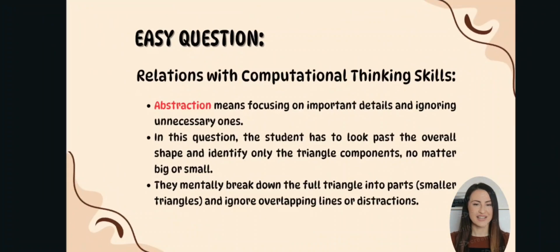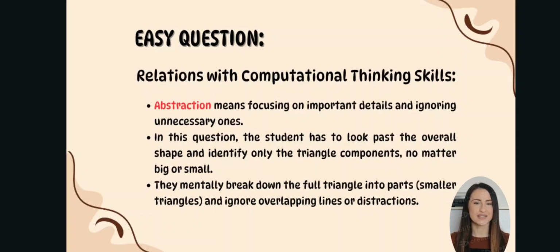In this question, there are some computational thinking skills involved. The main computational thinking skill that we can find is abstraction. It is because the student has to look past the overall shape and identify only the triangle components, no matter big or small. They mentally break down the full triangle into parts, which are smaller triangles, and ignore overlapping lines or distractions.